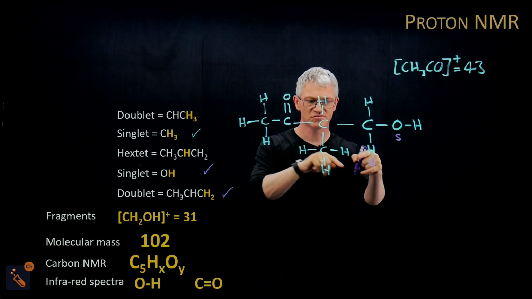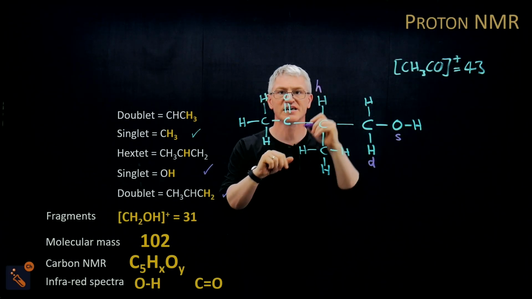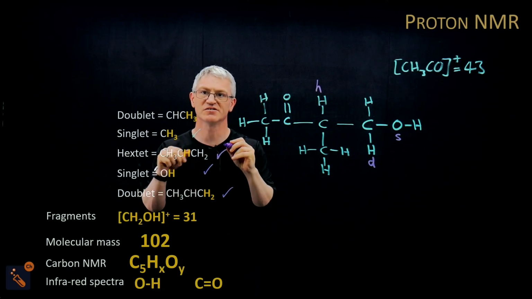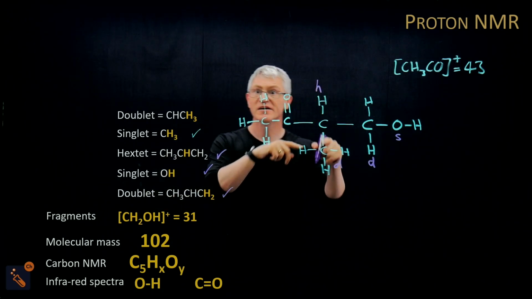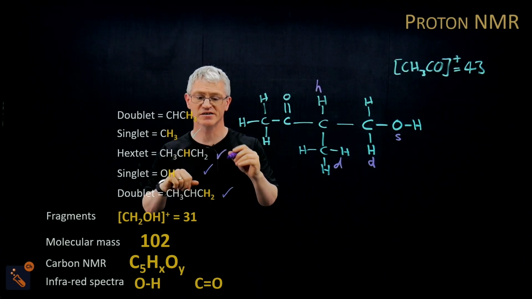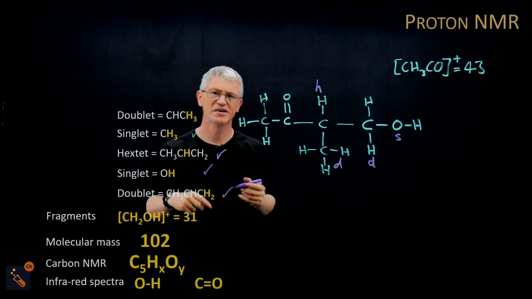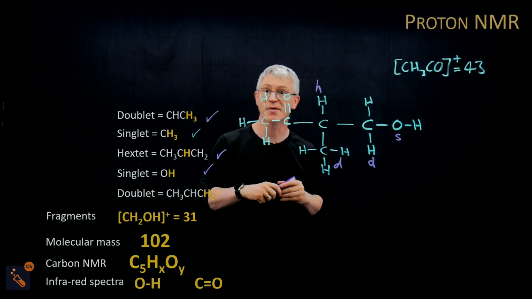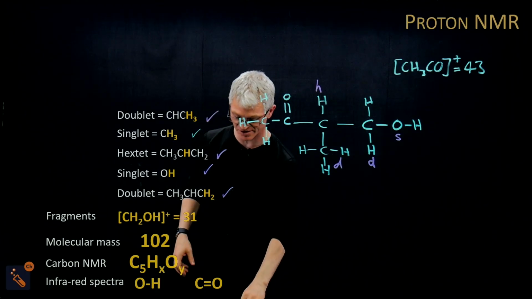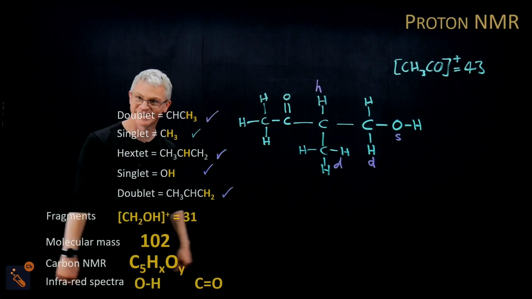That's next to 2, and that's next to 3. That's going to be a hextet. Do I have a hextet over here? Yes, I do have a hextet. This one is next to, oh, it's going to be a doublet. Do I have another doublet there? Okay, I do have another doublet there. So look, I've got all of these and I've ticked them off. So this would suggest that I am correct. And probably because I know, because I'm doing the video, I am.